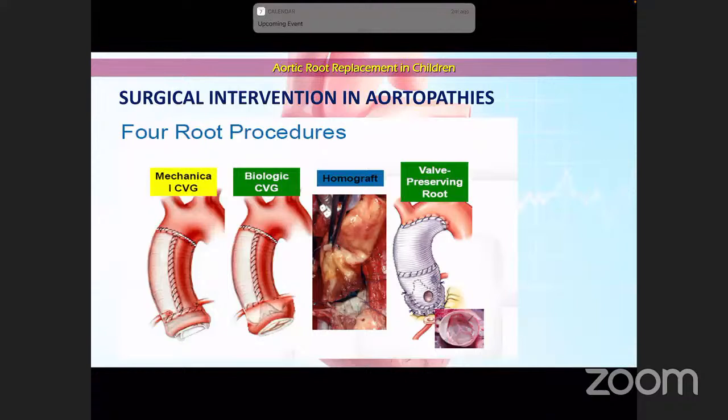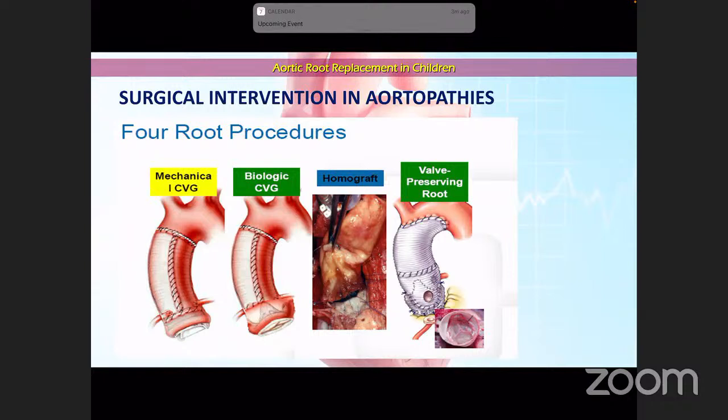Then we come to the other types of intervention, where you have to replace the ascending aorta and the aortic valve as well. So you have a diseased aortic valve, you have a diseased ascending aorta. So you're going to do a composite type of surgery, where you have to deal with the aortic valve and the ascending aorta.